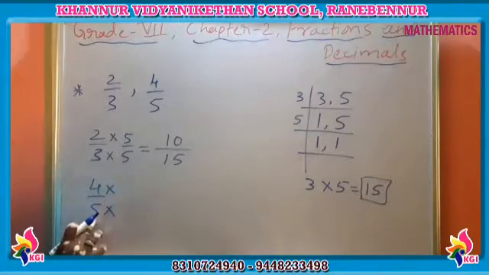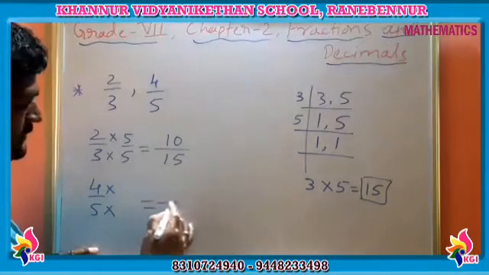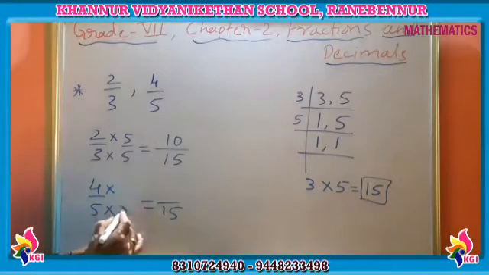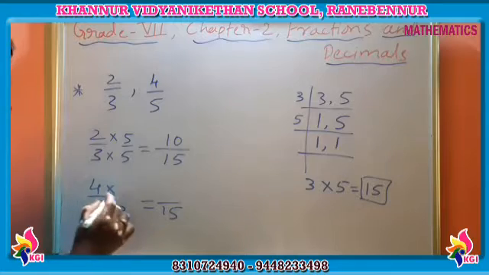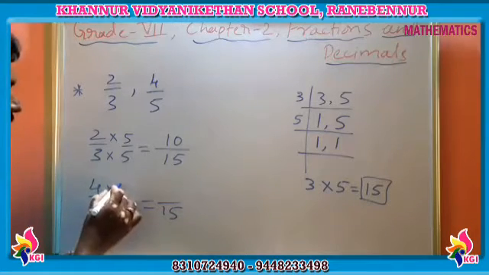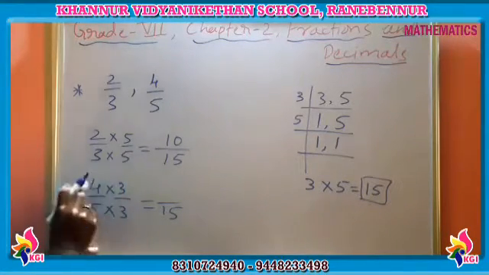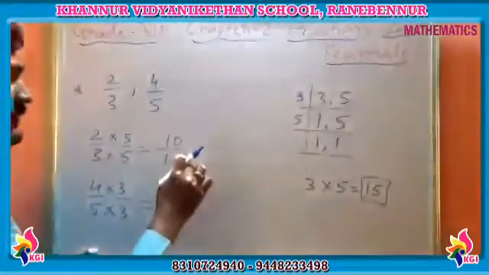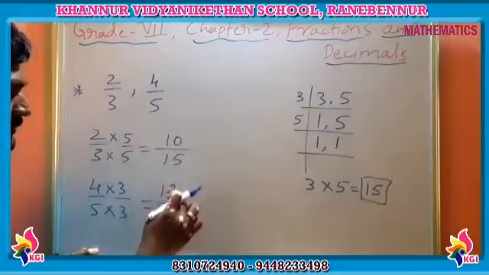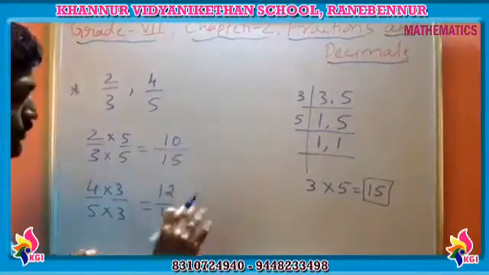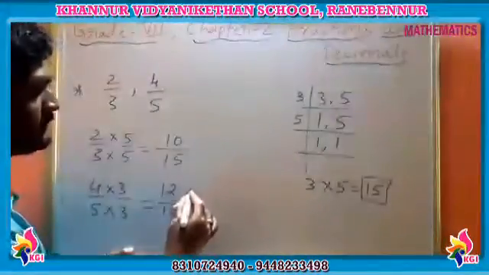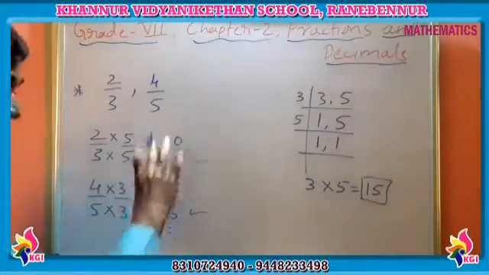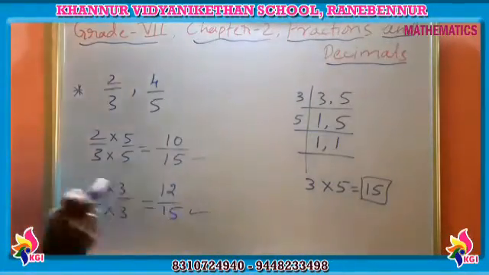I want this 5 to be converted to 15. So 5, how much to make 15, children? 5 threes are 15. So I multiplied the denominator by 3, which means the numerator should also be multiplied by 3. 4 threes are 12. Okay. So now what happened, children? 10 divided by 15 and 12 divided by 15. These are the two new fractions that I got. Okay. These are going to become like fractions. Why? Because the denominators are 15.